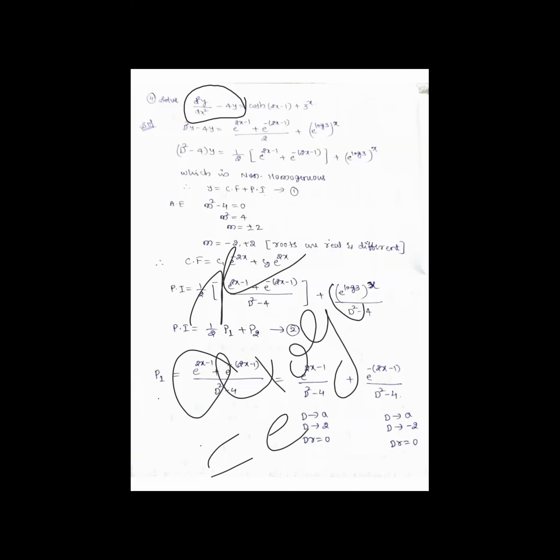Next, I told you a raised to x. How to convert this a raised to x in terms of exponential? That is e raised to log of a into x. So here the coefficient of x will be log of 3. Instead of a, 3 is there, so e raised to log of 3 into x you can write. Therefore the coefficient of x will be log of 3.